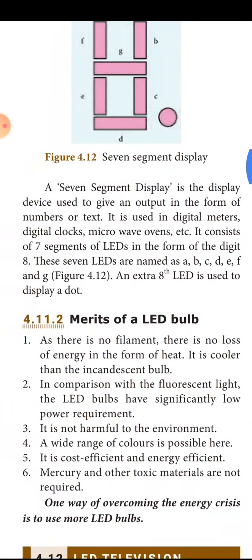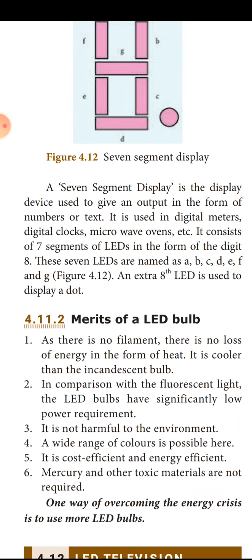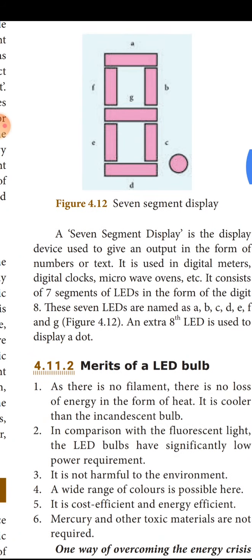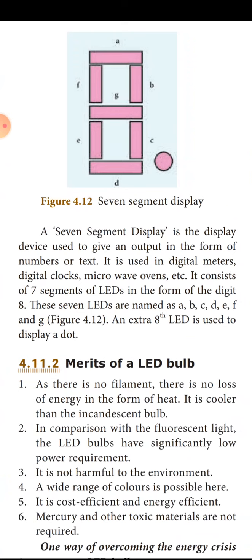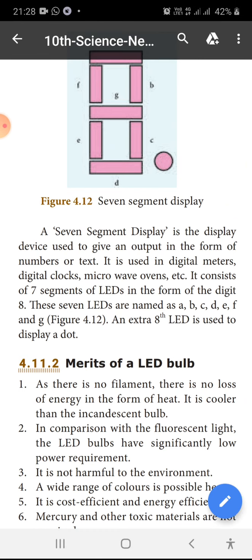A 7-segment display is the display device used to give output in the form of a number or text. This type of display you can see in digital watches and any digital displays. Whatever the number or the alphabet, it will be displayed in 7 segments. See the number 8 as a 7 segment. Can you count? The vertical segments are 4 and the horizontal segments are 3. Using these 7 segments, the digital display will show all the alphabets as well as the numbers.